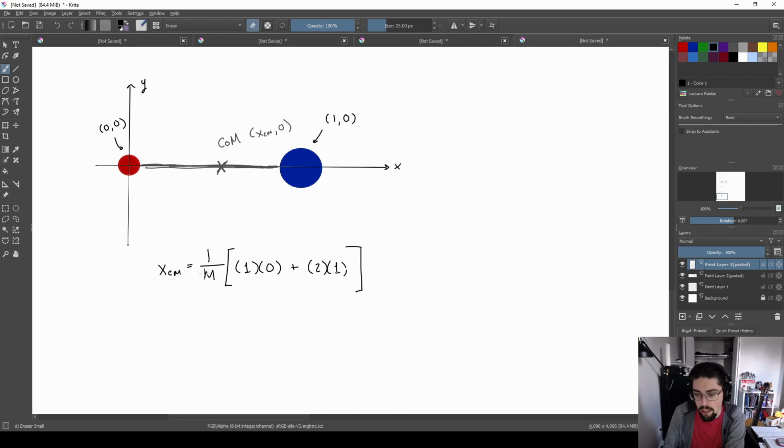My total mass, 1 plus 2. Might as well even just go ahead and erase that. We don't need that there. We can look at this and say, hey, that should be 3. That means my center of mass is right at 2/3 of a meter.